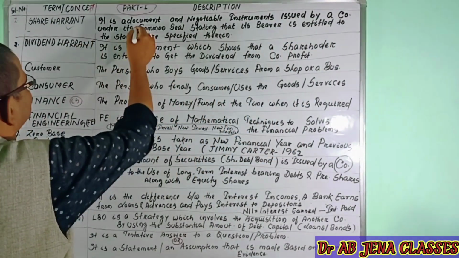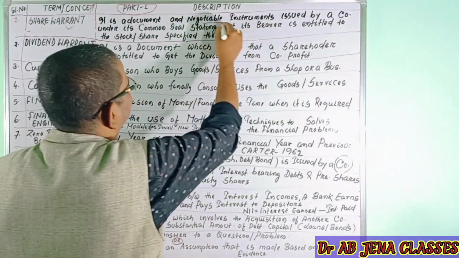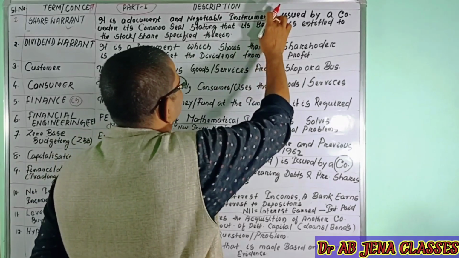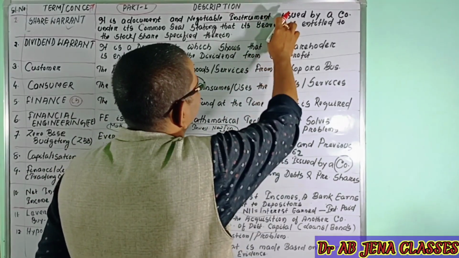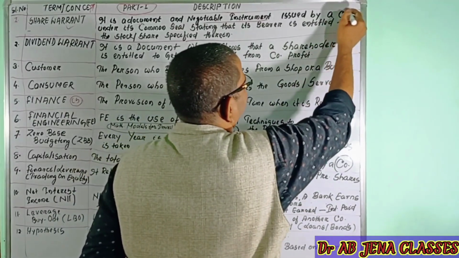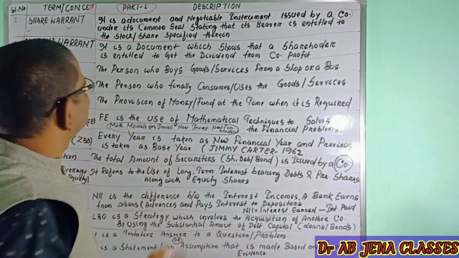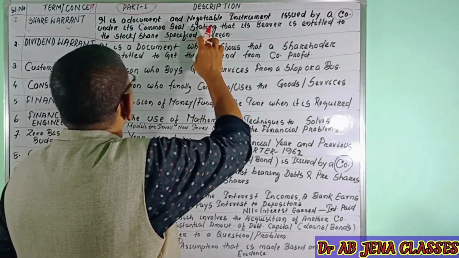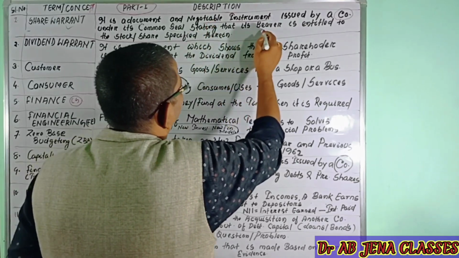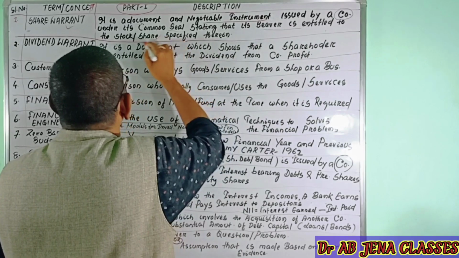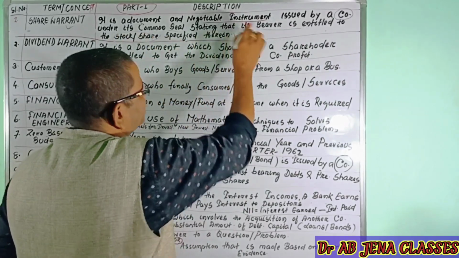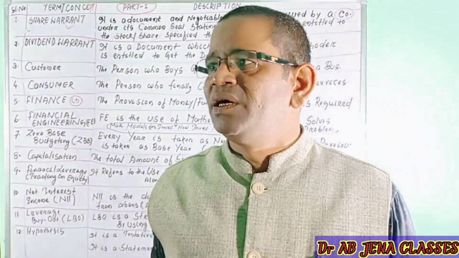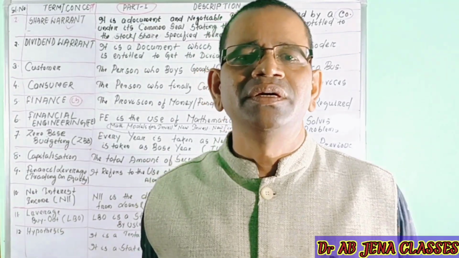A share warrant is a document as well as a negotiable instrument which is issued by a company under its common seal. A company has its own seal. The share warrant states that its bearer is entitled to the stock or shares specified there. That is the meaning of a share warrant. How many shares there are will be mentioned in the share warrant.